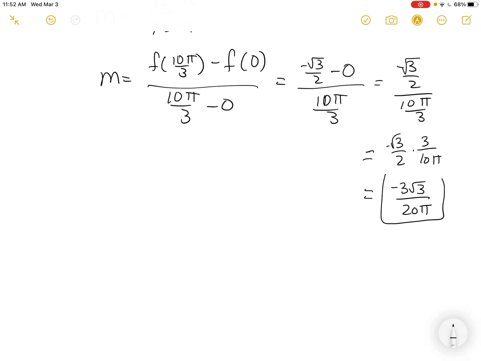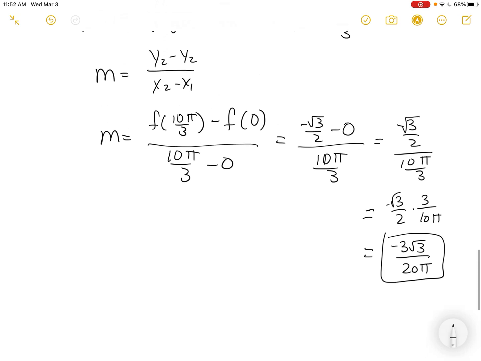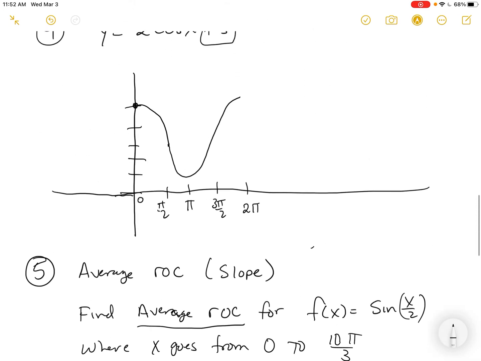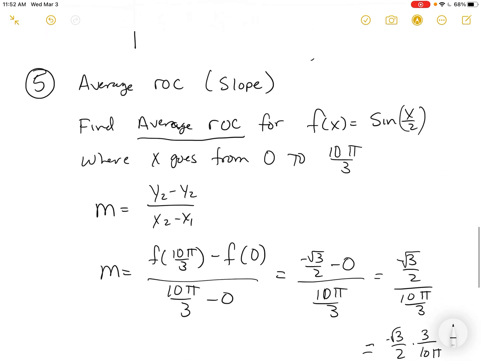That's the average rate of change. Nothing more than finding the slope. Slope was nothing more than plugging numbers in to figure out the y values. So completely doable. But this is the 6.4 section. Most of it is graphing, but you do have this average rate of change that slipped in there. All right, enjoy.